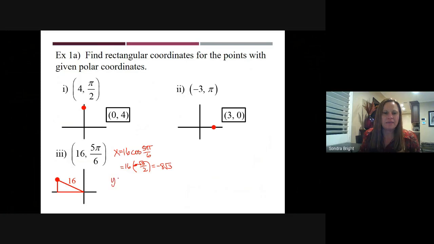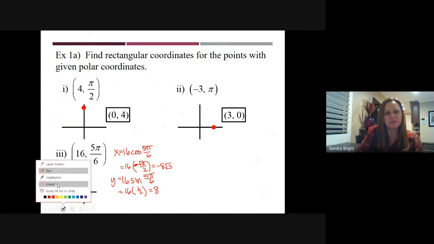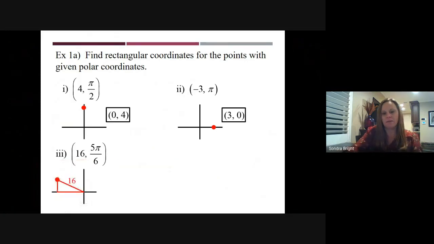And then your y will be 16 times sine of 5 pi over 6. And that would be 16 times 1/2, which is 8. So let's see if it's covering up. Yeah, it is. Okay, so let me erase the markings I just did, but that's where we're getting the XY coordinates that we just got. Erase all ink, and boom, there we go.